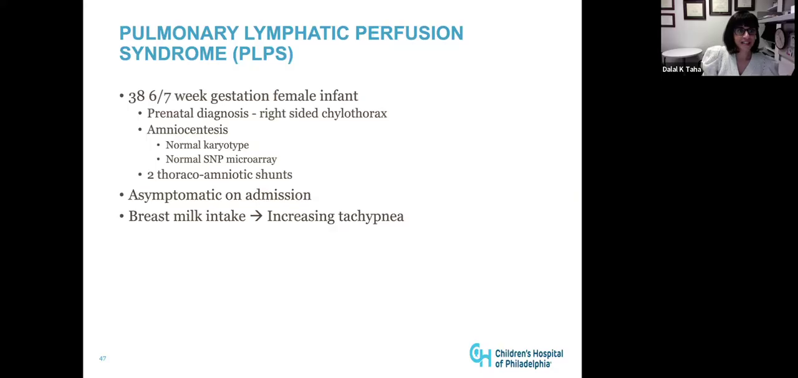So I'm giving a case example of a 38-weeker female who prenatally was diagnosed with a right-sided chylothorax. She had a thoracentesis that confirmed a lymphocyte predominance. She ended up having two thoracoamniotic shunts. The first one fell out. They put another one in. And then when she was born, she was phenotypically normal. She was asymptomatic, breathing room air. And so she was brought to the NICU and initiated on regular breast milk feeds.